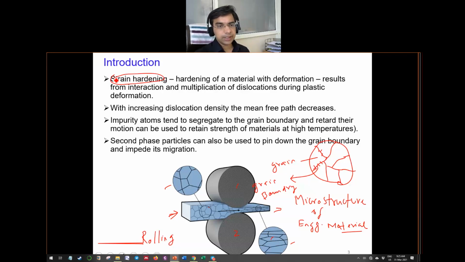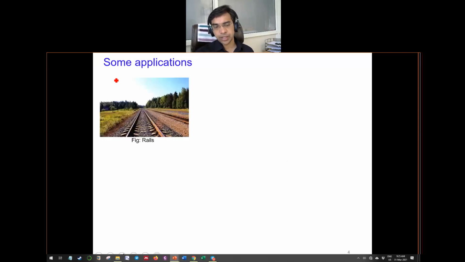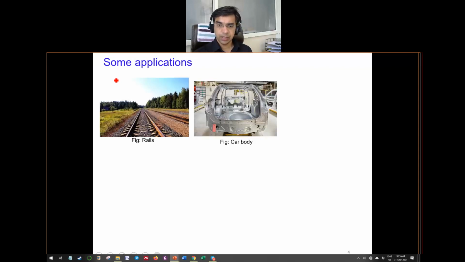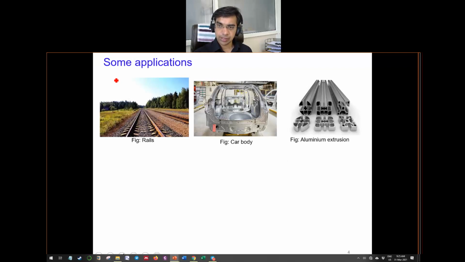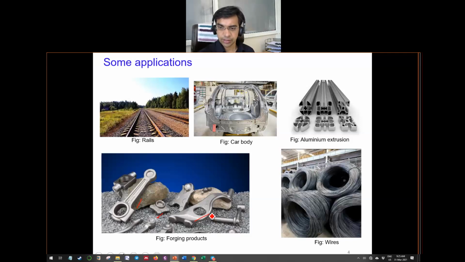The next important concept in the forming processes is the role of temperature, which we will also discuss. But before that, I will show some photographs of products made using different forming processes: rails, car bodies, and aluminum extrusions used in various structural applications. These forged products, wires and all that you see, are made with one or more of the forming processes. All these products are representative examples of what can be made using these forming processes.